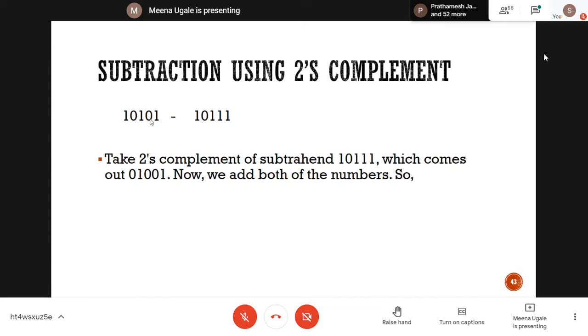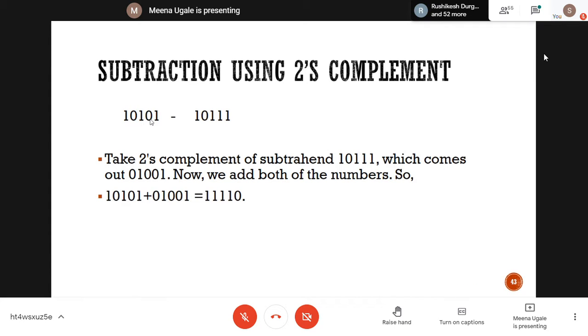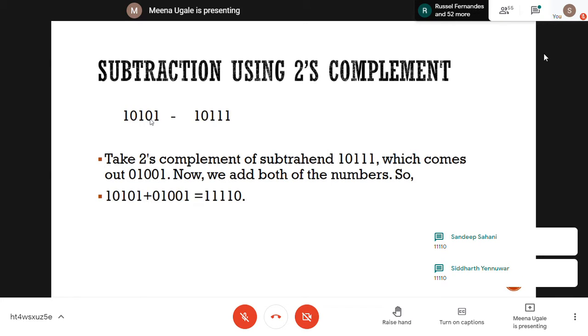You can type in the chat box whatever answer you are getting after addition. Okay, I'm getting two answers here. Okay, Anurag, Mitesh, fine, you all are getting the answer. This is your answer that you have finally got after addition of these two numbers.